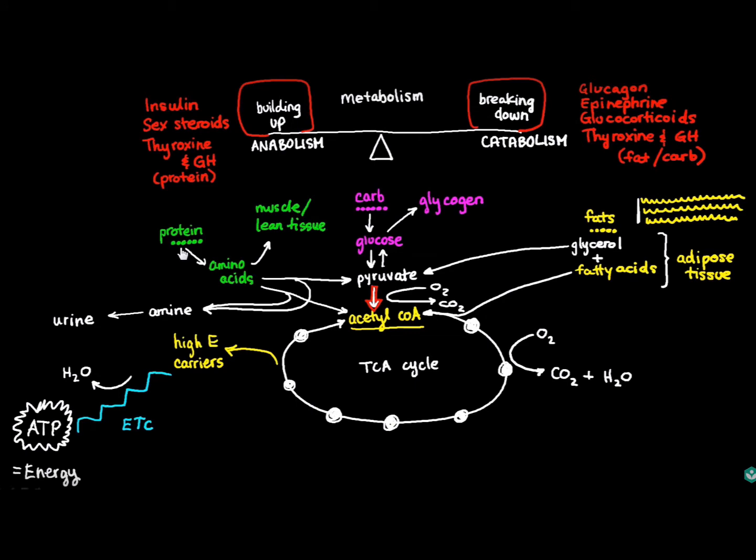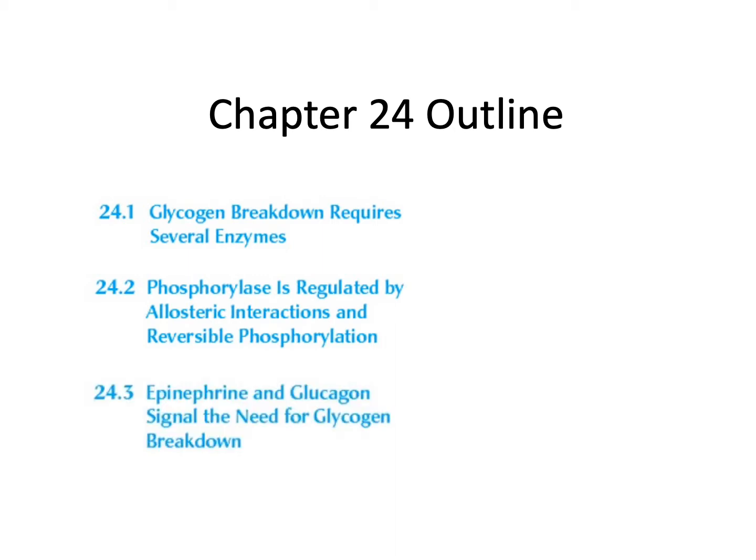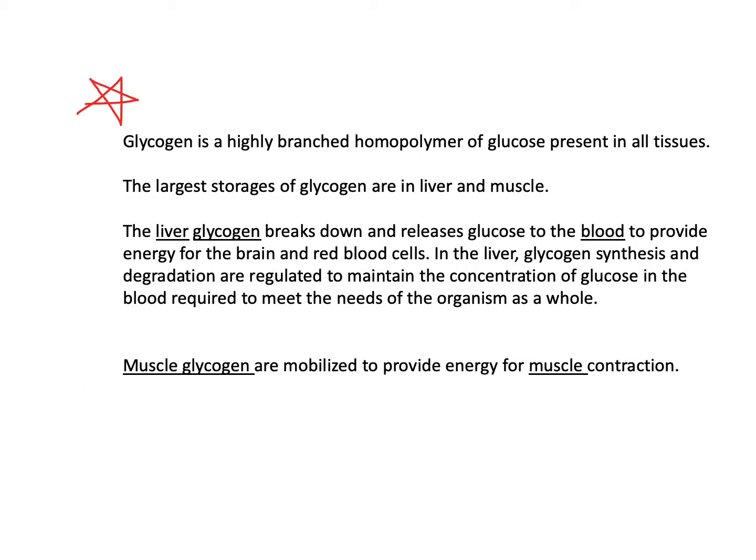Let's look at the big picture again. Where's this chapter? It is glycogen to glucose. Chapter outline. First, we're going to study that glycogen breakdown requires several enzymes. Then phosphorylase is regulated by allosteric interactions and reversible phosphorylation. Epinephrine and glucagon signal the need for glycogen breakdown.